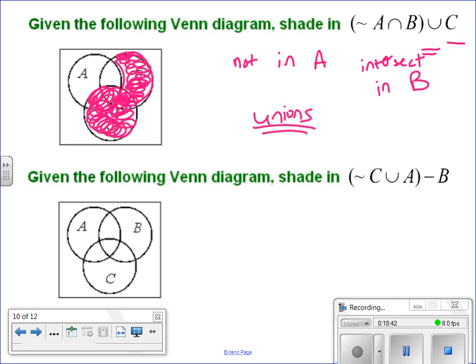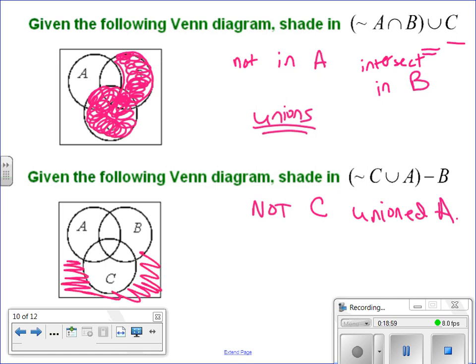I think we have time for one last hard one. All right, so let me write out what they actually want. We want everybody who does not live in C unioned with people that live in A. So everybody not in C is a large region. That's everybody not in C. Unioning ourselves with A would actually add in these 2 pieces because we want everybody in A.